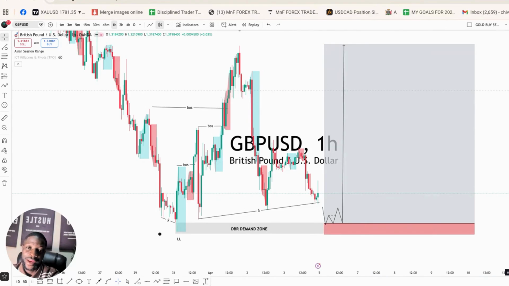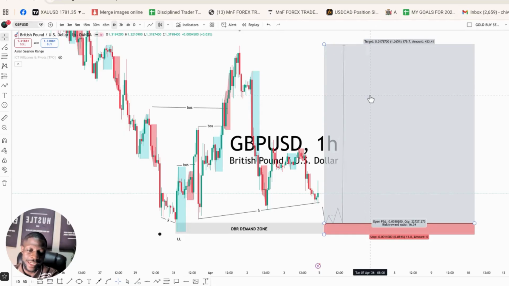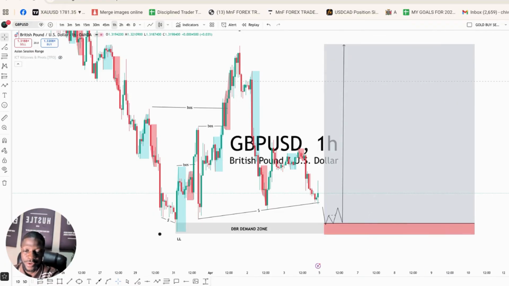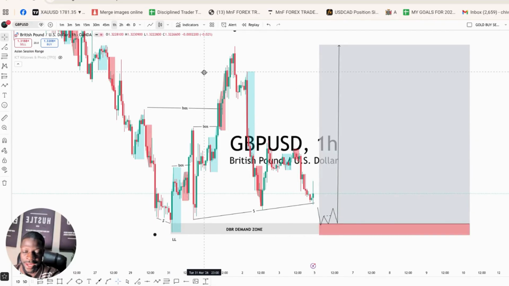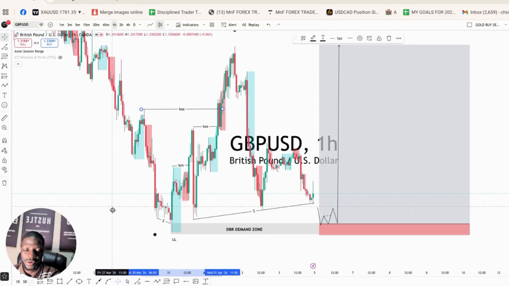Ladies and gentlemen, we have a beautiful setup right here on GBP USD where I'm looking at a 1:16 risk reward ratio. All right, so let's break down exactly what I'm looking at. You can see that right now we have a very nice drop base and a rally which kind of broke a lot of structures. You can see that the market broke this high right here, broke this and this right here.